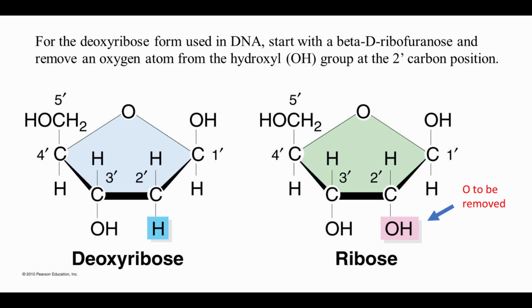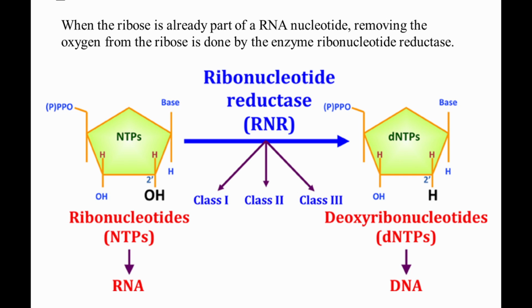For the deoxy-ribose form used in DNA, start with a beta-D-ribofuranose and remove an oxygen atom from the hydroxyl OH group at the 2' carbon position. When the ribose is already part of a RNA nucleotide, removing the oxygen from the ribose is done by the enzyme ribonucleotide reductase. The action of a ribonucleotide reductase enzyme results in the conversion of a ribonucleotide into a deoxy-ribonucleotide.